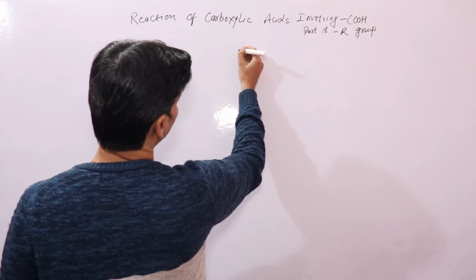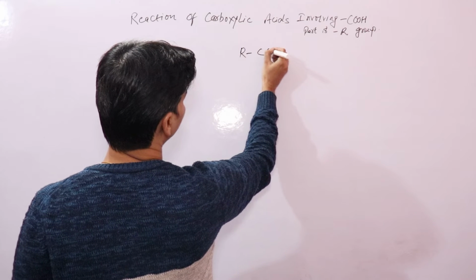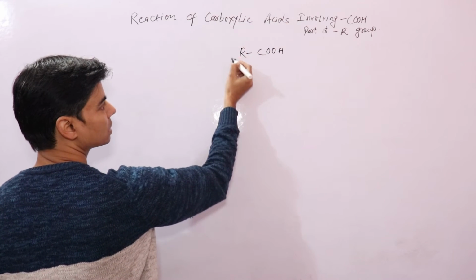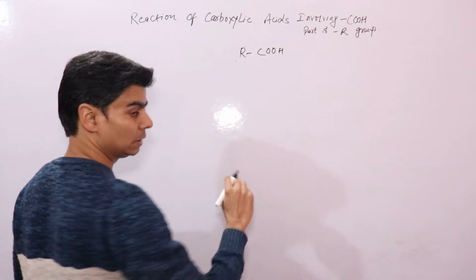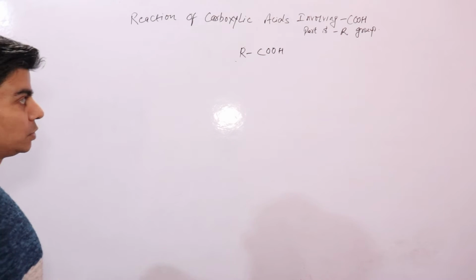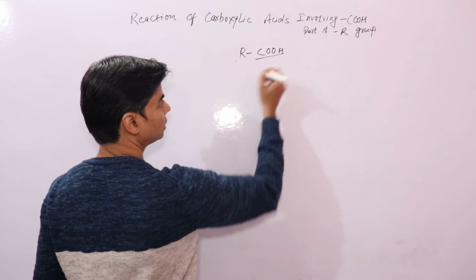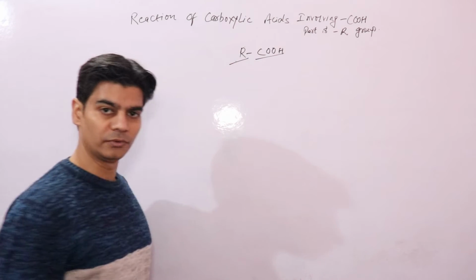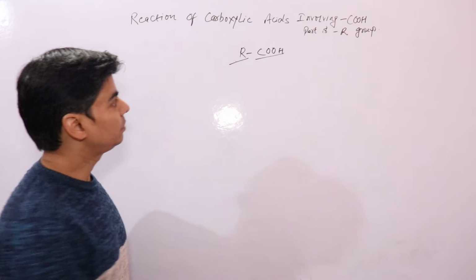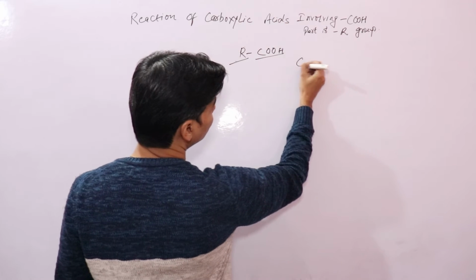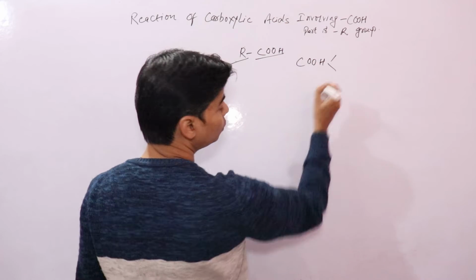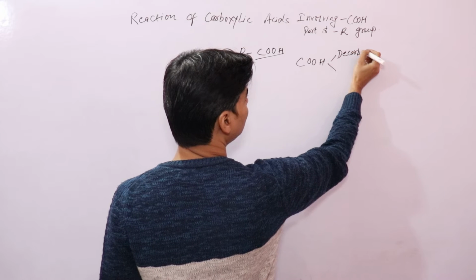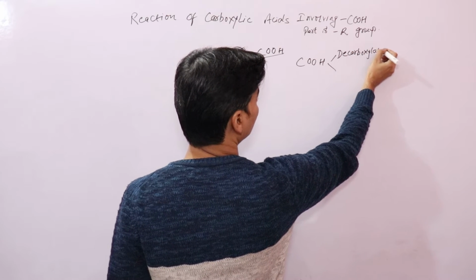So this is your carboxylic acid. It has this carboxyl group COOH, and it has an R group. So we will be doing two types of reactions. First, reactions where the COOH would be involved, and second, reactions where only this R group would be involved. In the first type, where the COOH group would be involved, we will look into two types of reaction. The first type are decarboxylation reactions.